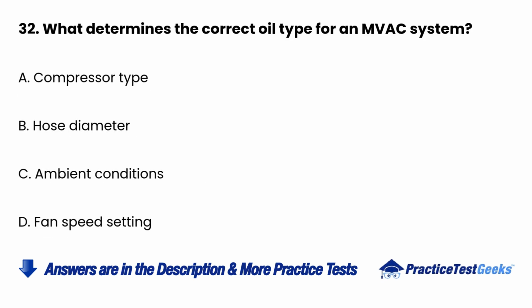32. What determines the correct oil type for an MVAC system? A. Compressor type. B. Hose diameter. C. Ambient conditions. D. Fan speed setting.